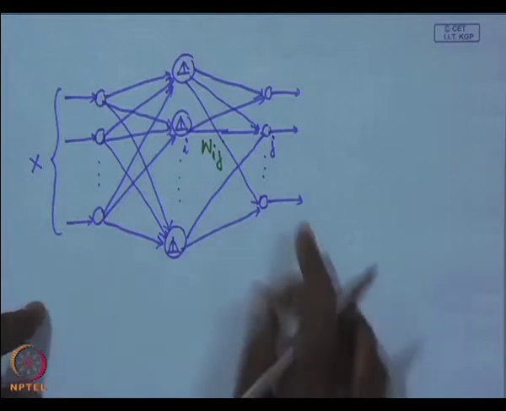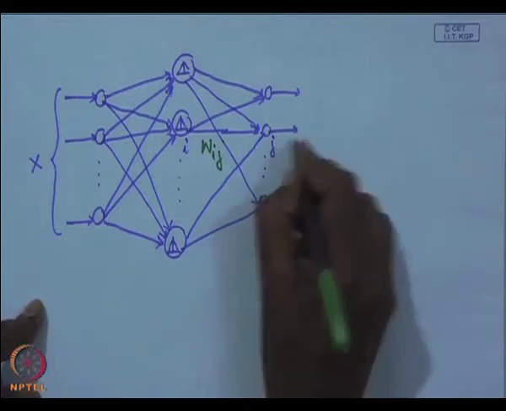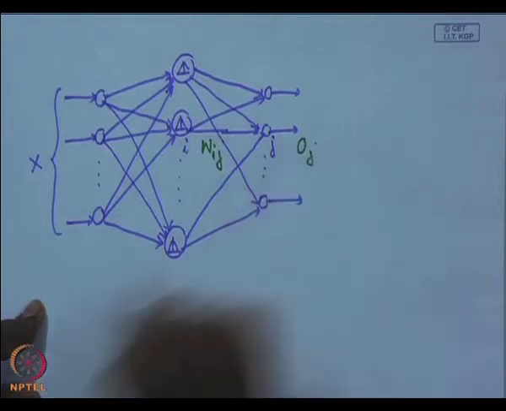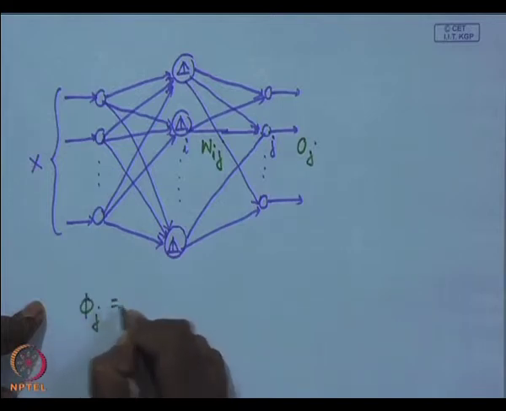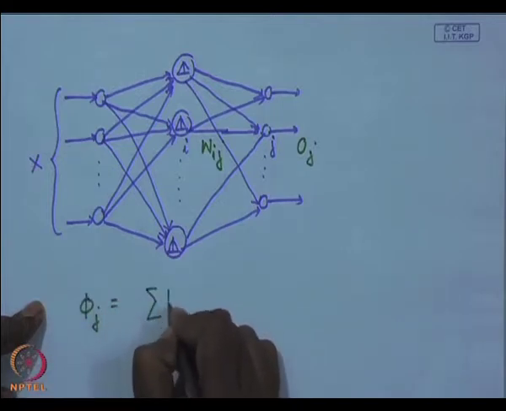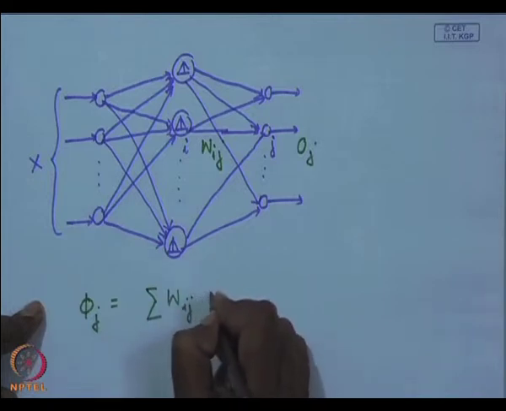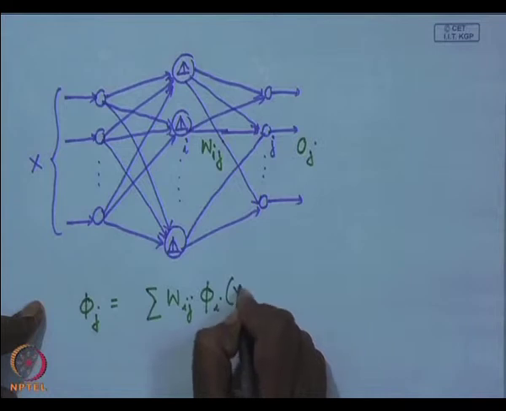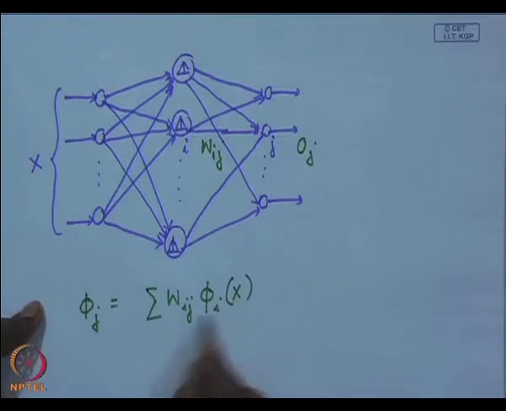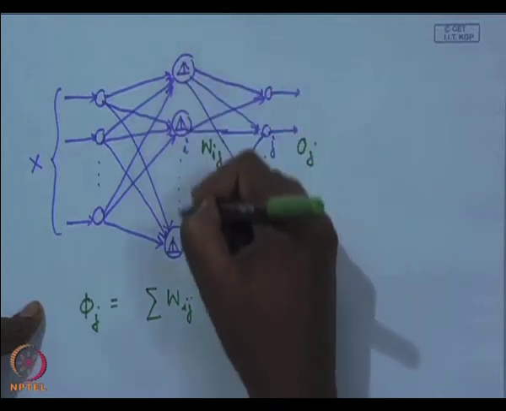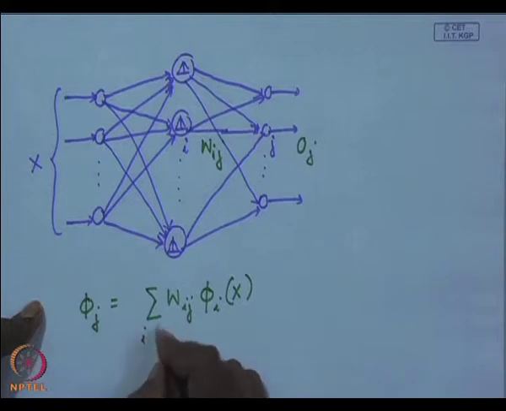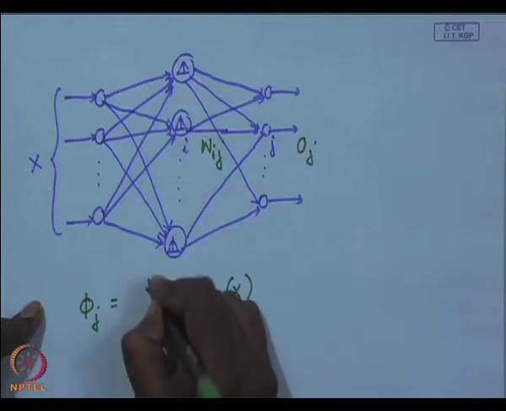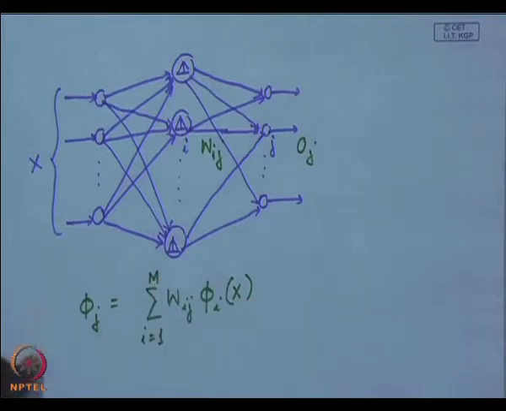So, given this, if I say the output of the jth output layer node is O j, I will have O j equal to the sum of W i j times phi i of x for an input vector x, and this summation I have to compute over all nodes in the hidden layer. So, this summation has to be computed over i equal to 1 to m, as I have m number of nodes in the hidden layer.